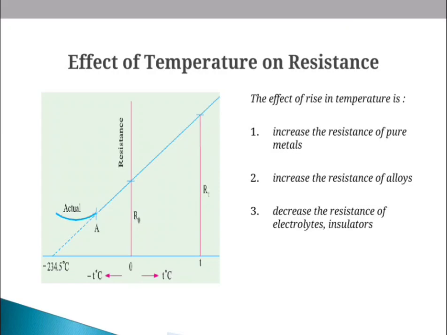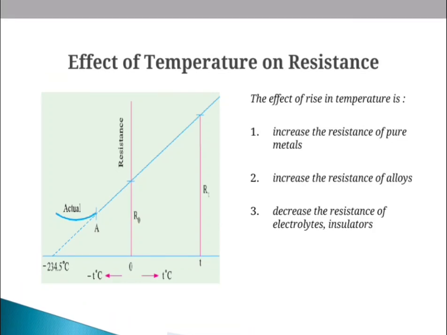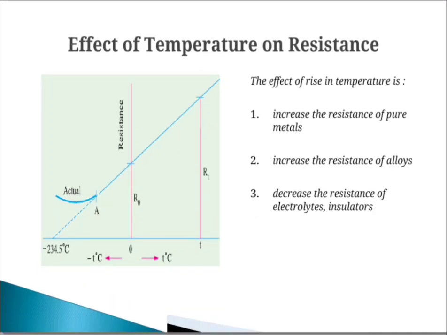But in the case of electrolytes and insulators, if the temperature increases, then the resistance of that material goes on reducing. It means in the case of an insulator, if the temperature goes on increasing, the insulation property of that insulator goes on reducing, and at one final temperature insulation breakdown occurs on the insulator, meaning it loses the property of insulation. This is the effect of temperature on the resistance.